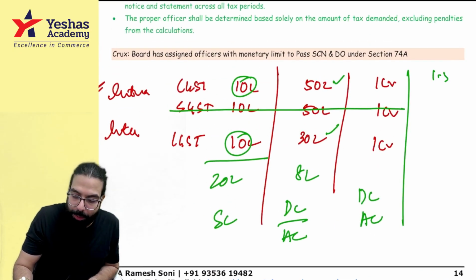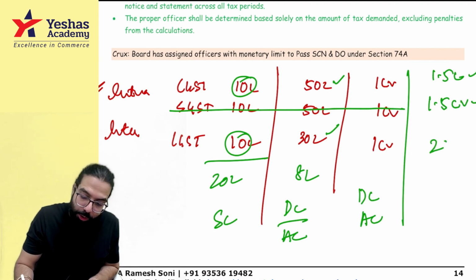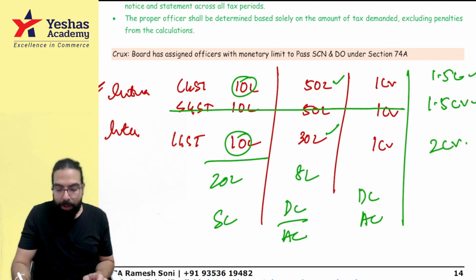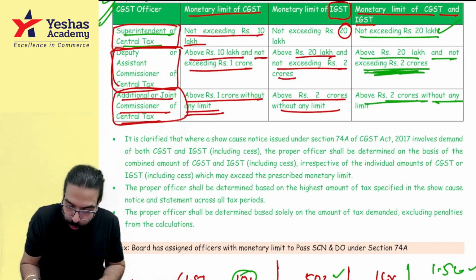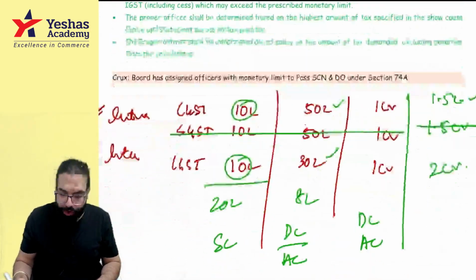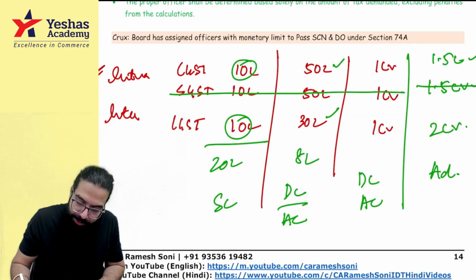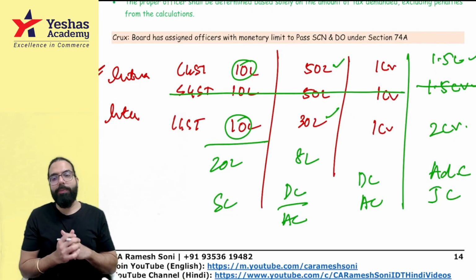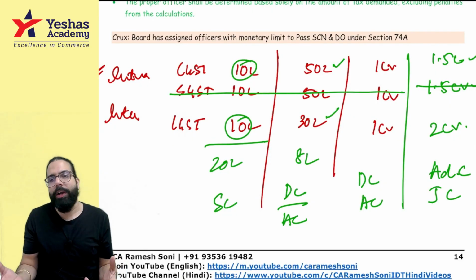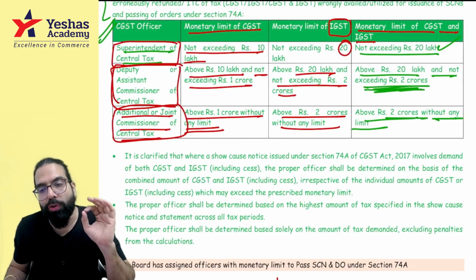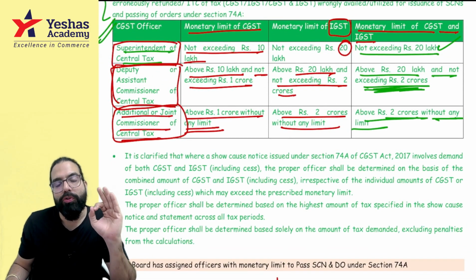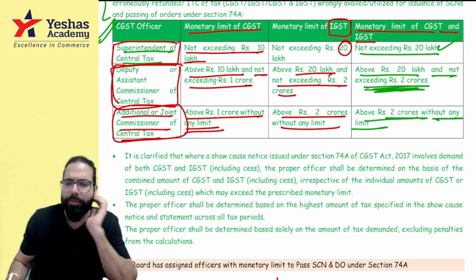If I say 1.5 crore, 1.5 crore, CGST, SGST, and here 2 crore rupees, can you tell me who will handle? Don't see the SGST amount. Above 2 without any limit, it's additional commissioner or joint commissioner. I hope this point was clear to all of you. That's all they have told, sir, on how you see who will issue the show cause notice and demand order.